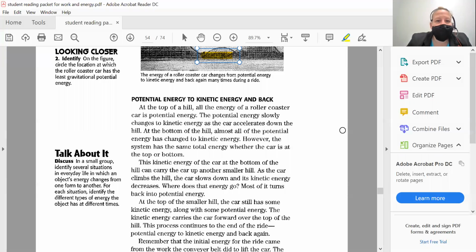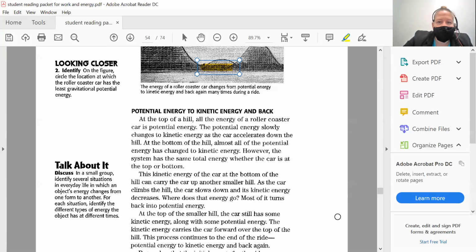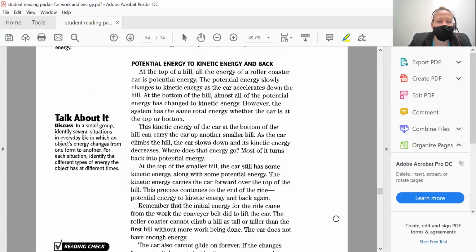All right, potential energy to kinetic energy and back. At the top of the hill, all the energy of a roller coaster car is potential energy. The potential energy slowly changes to kinetic energy as the car accelerates down the hill. At the bottom of the hill, almost all of the potential energy has changed to kinetic energy. However, the system has the same total energy whether the car is at the top or the bottom.